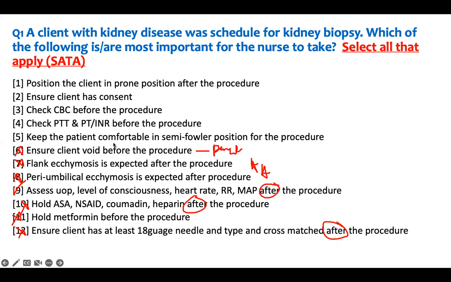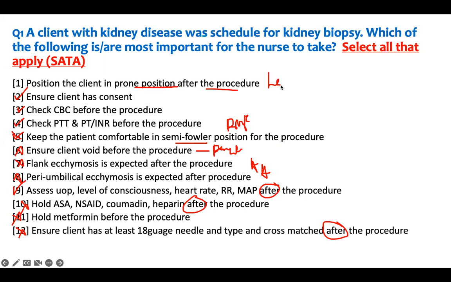Keep the patient comfortable in a semi-Fowler position for the procedure. No, they are in a prone position during the procedure. So this is wrong. Check PT, PTT, INR before the procedure. Yes. Check CBC before the procedure. Yeah, to check their platelets. Ensure client has a consent. Yes. Position the client in the prone position after this procedure.